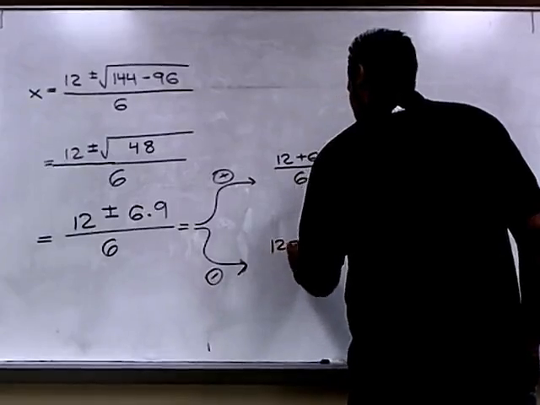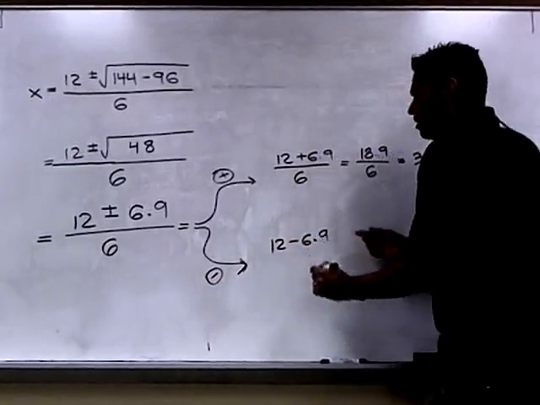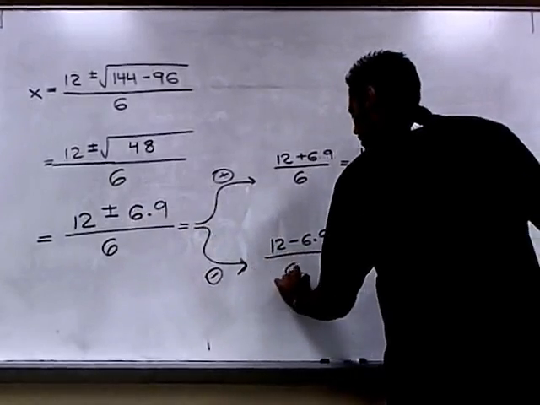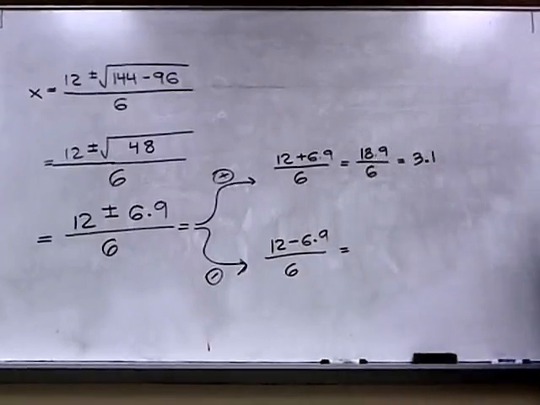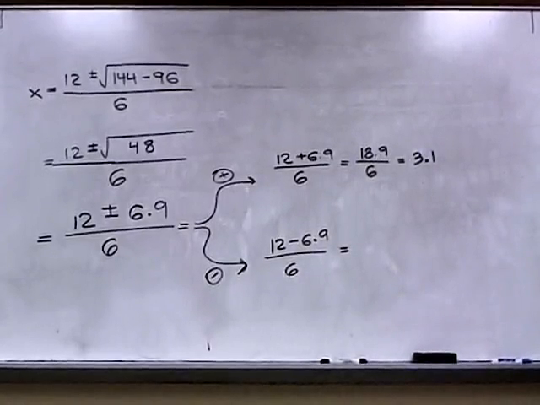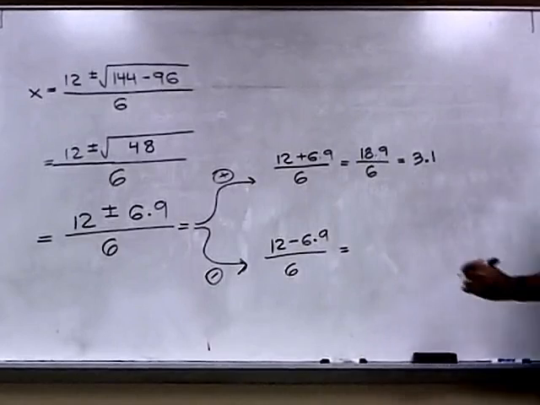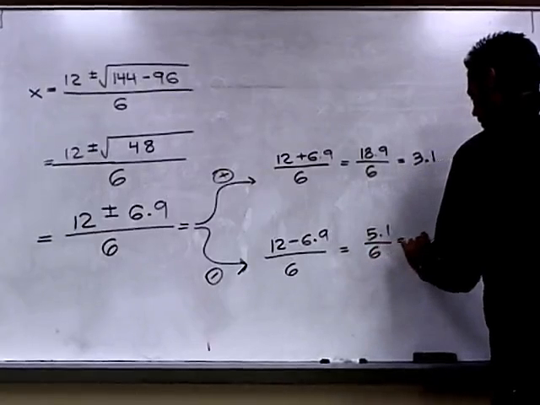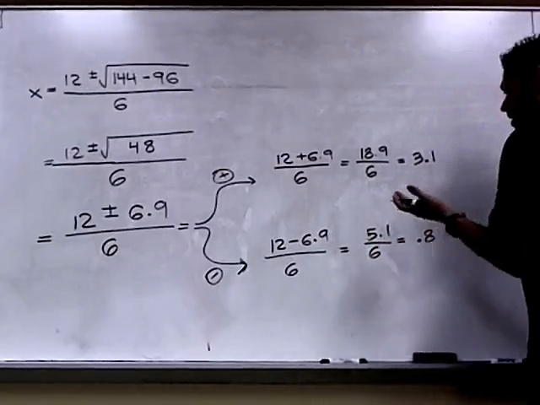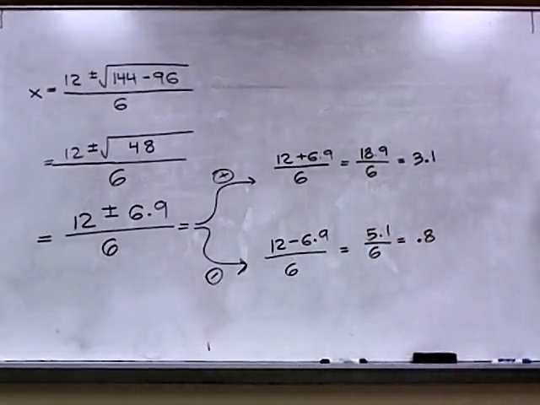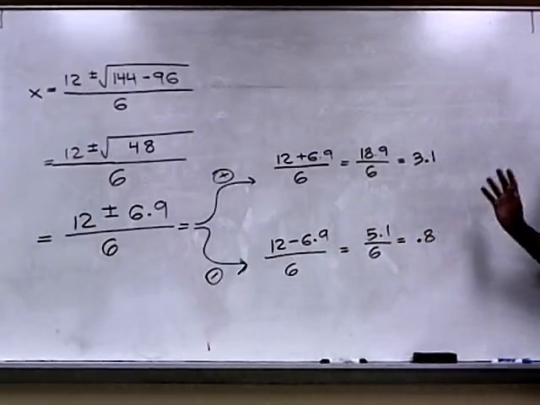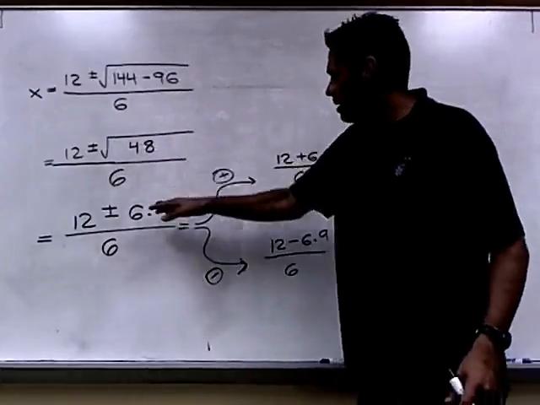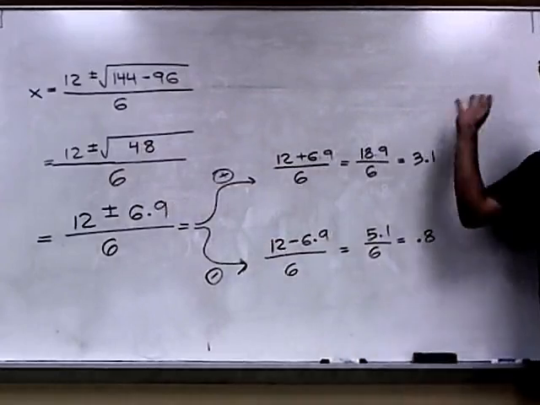12 take away 6.9. So now I'm going to do the subtraction, right? I'm treating this like a minus, and then divide by 6. What's that? 12 minus 6.9, 5.1. Divide that by 6, and you get 0.85. So what did it say, 0.8? And I really wouldn't care if you said 0.9 here. I mean, I would look at all this and be like, okay, yes, yes, yes. Okay, they're a little off on that. We're fine.